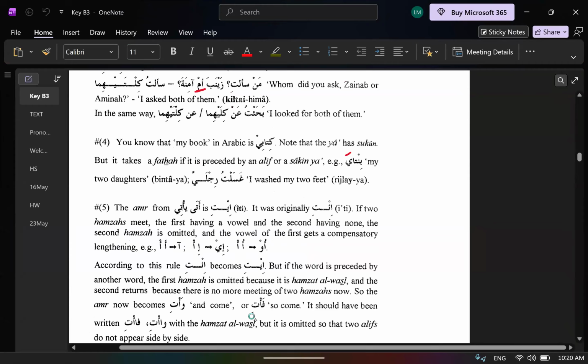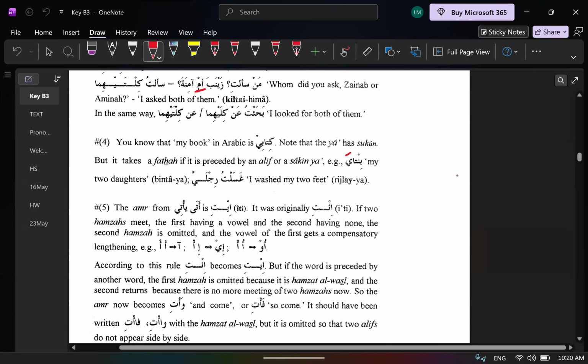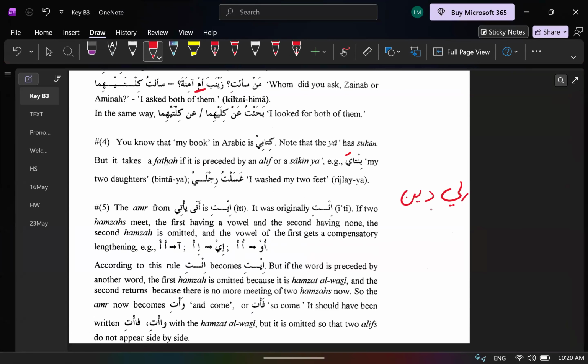Okay. So yeah, you are right, sister. But what I gave you the example is wali dini. So there is no iltiqa sakinain. There is nothing but this ya took a fatha.